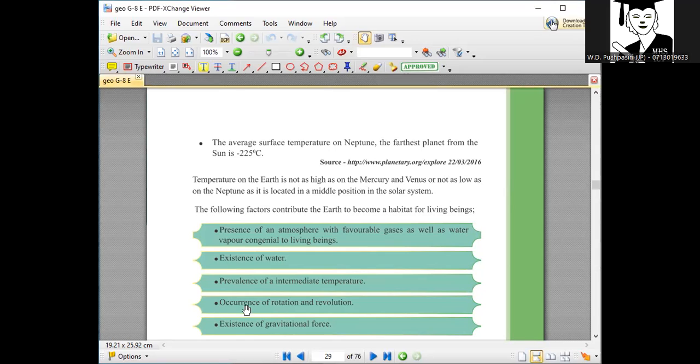Next thing is occurrences of rotations and revolutions. Because the earth is rotating and revolving, human beings are able to be here. Otherwise, human beings would not be able to be there. So, next point you can write down: because of the occurrence of rotations and revolutions.